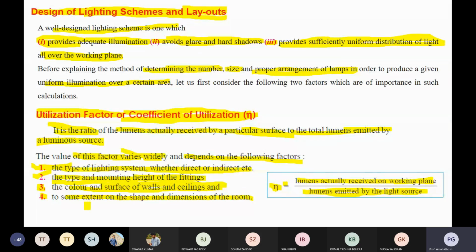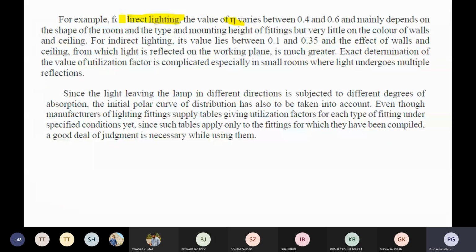It mainly depends on the shape of the room, since light comes directly to the workplace or the work surface. If the room is small, the light is accommodated throughout the room. If it is a big room, it is not possible to accommodate it. So it depends on the shape of the room, the type and the mounting height of the fittings, but very little on the color of the wall and the ceiling.